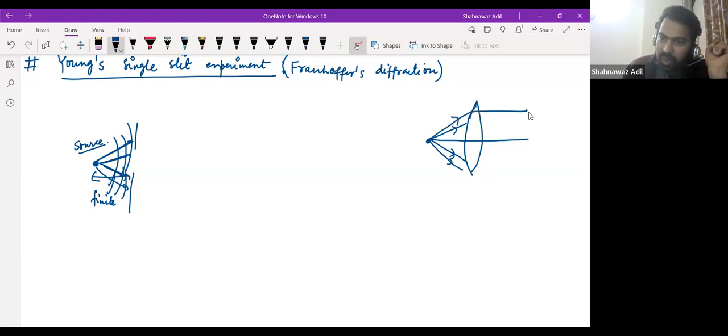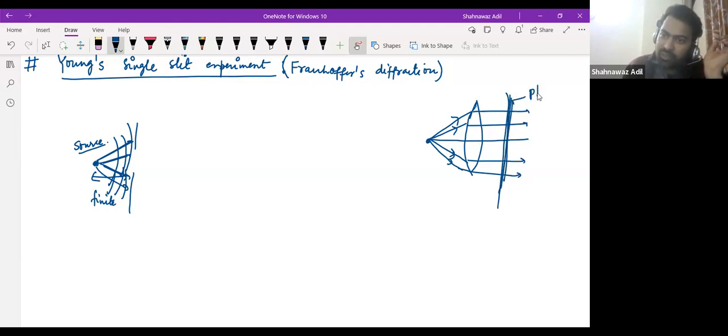Then it will go parallel, right? That is the idea of refraction. The rays coming from the focus will pass parallel to this principal axis, right? So now you can see, what kind of wavefront is this?